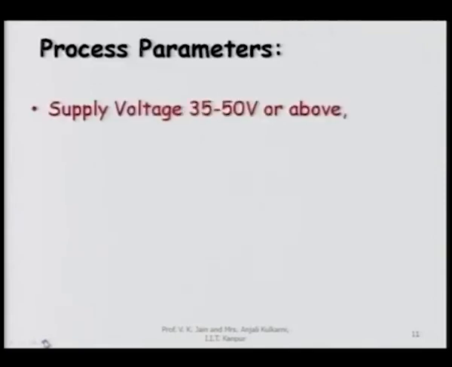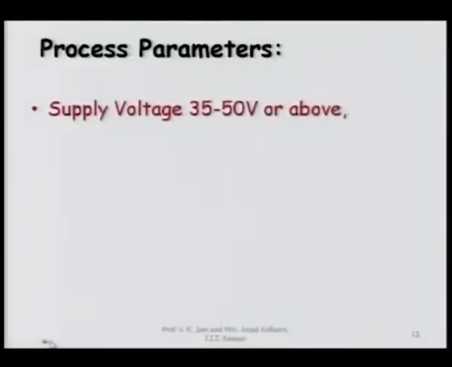There are various process parameters. The most important process parameter is the supply voltage, and its value is normally kept at 35 to 50 volt or even more than that, depending upon whether you are working on micro machining or macro machining. Now, you can see the difference from electrochemical machining. Normally, the voltage is capped at 5 to 30 volt, but in this case, where you are creating the spark at the cathode across the hydrogen bubbles, you keep the voltage at 35 to 50 volt or more.